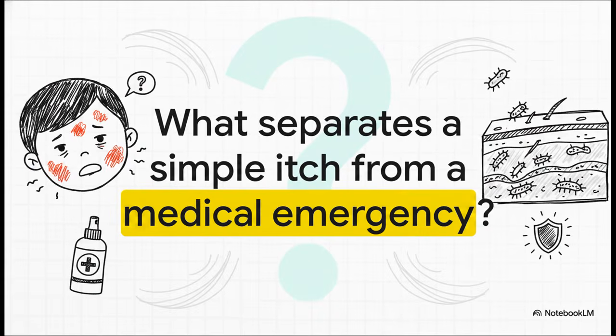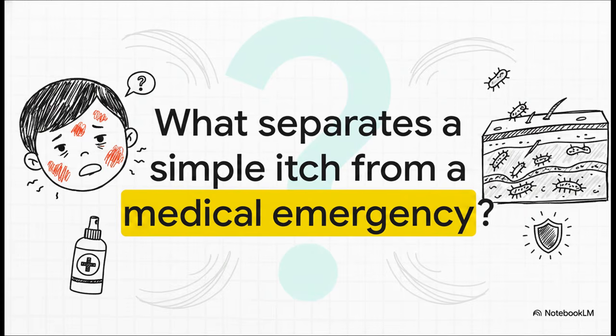Picture this. You've got a 7-year-old boy, and he shows up with a 3-day history of a facial rash. It doesn't really hurt, but he says it occasionally burns and it's super itchy. His parents already tried throwing some over-the-counter steroid cream at it, but it did absolutely nothing. So here's the big question. What separates a simple, pesky itch like this from a legit medical emergency? How do we actually know if it's harmless or dangerous?